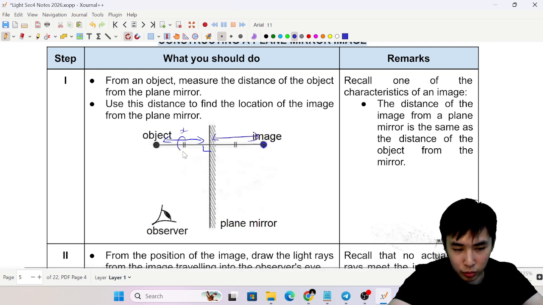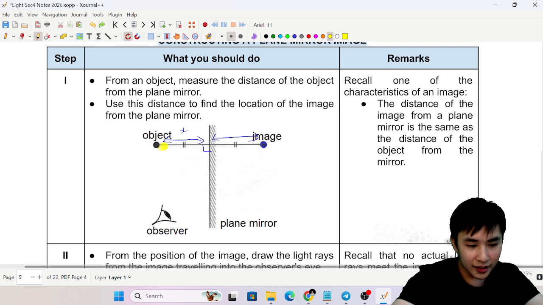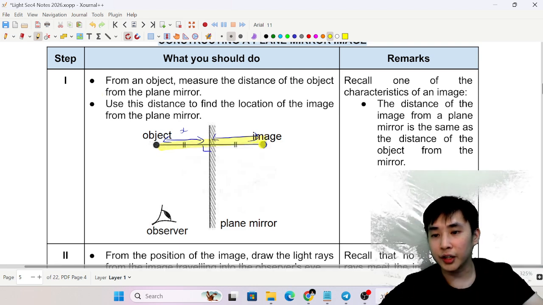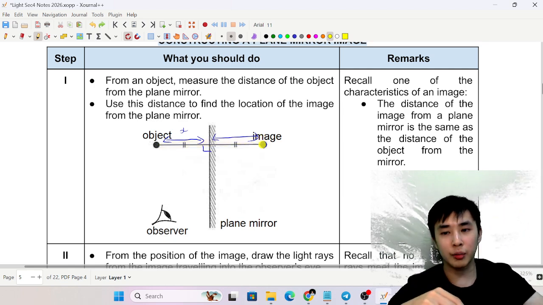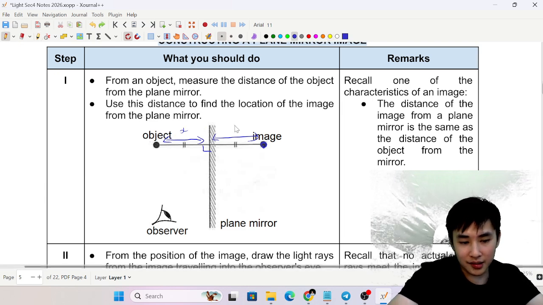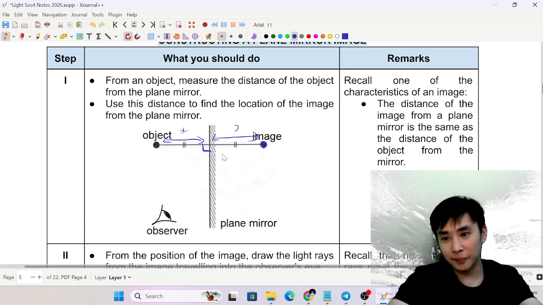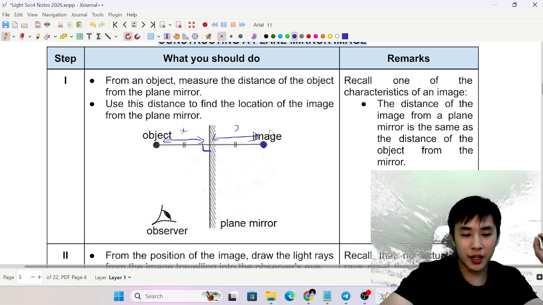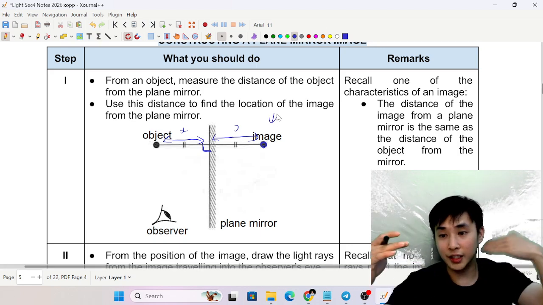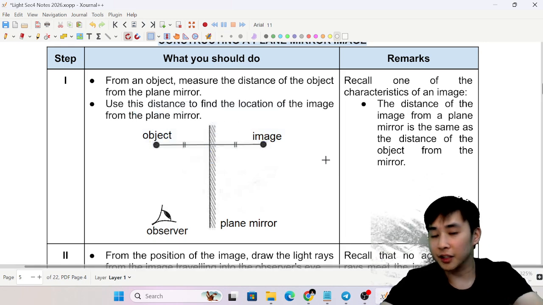Now, do you need to draw the two lines like that? Or do you even need to draw this entire line when you're sketching out your diagram? Actually, the answer is no. You do not draw this line. But you need to make sure that when you measure, this length X is the same as this length X, and that it's at right angle to the mirror. Once you're done with that, you've identified the position of the image. That's pretty much step 1 done.